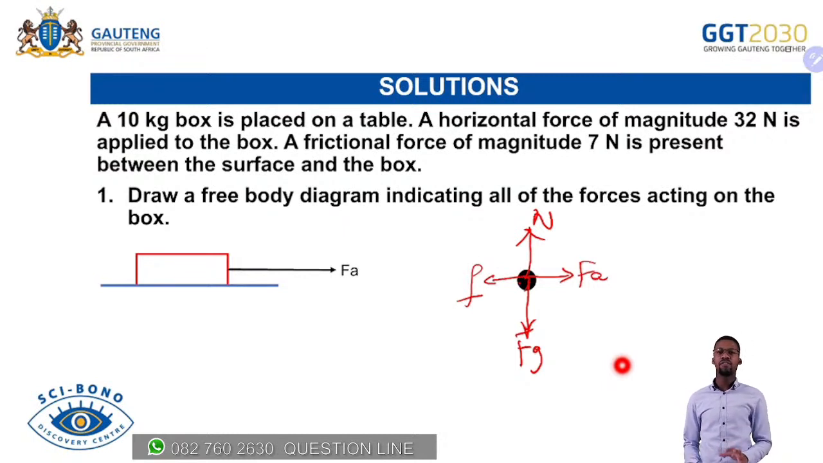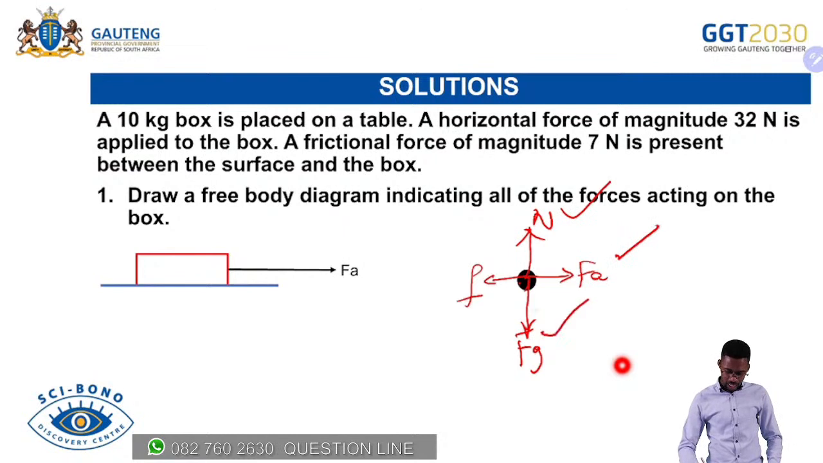So when you deal with a free body diagram, you represent it with a what? With a dot. And always know that normal force is perpendicular to the surface, and it always goes upwards. Force of gravity goes down. So it's 4 marks, 1 mark for each force. So let us be in a position to draw a correct free body diagram.